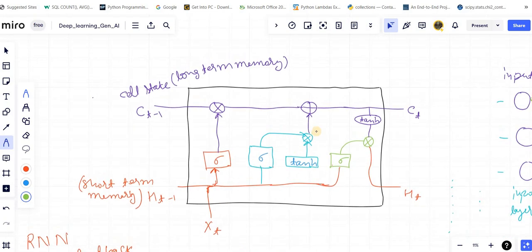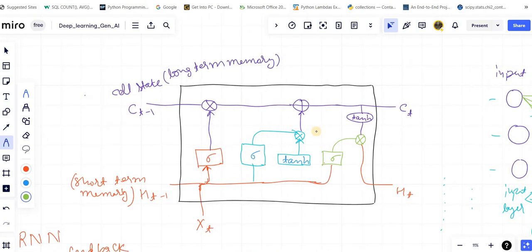You can see it here. Whatever I told, if you see, this CT and CT minus 1, HT and HT minus 1 are the same. HT minus 1 is just the previous timestamp for the hidden state, and CT minus 1 is the previous timestamp for the cell state. See that cell state, long term memory, short term memory, HT minus 1, this is called a hidden state.